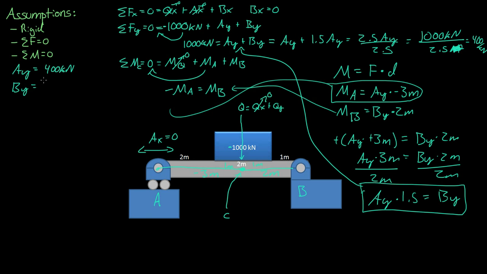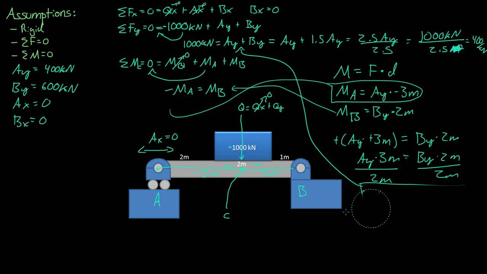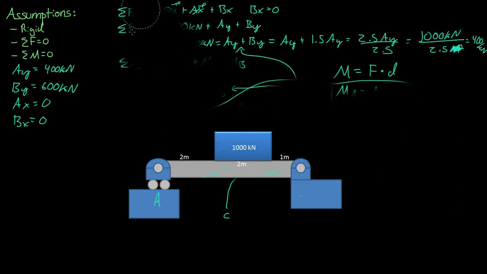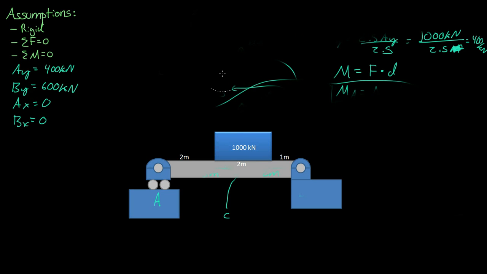And By must equal 1.5 times Ay, or 600 kilonewtons. So we now know Ax is 0, Bx is also 0, and we now know all the reactionary forces, all of them. So let's erase all of this.